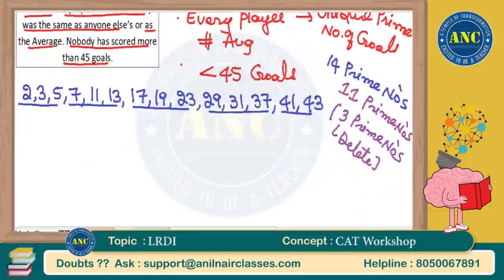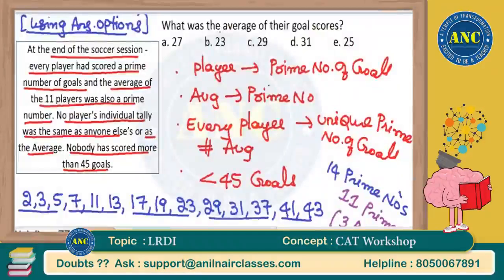3 prime numbers I need to delete it. I hope it is clear, right, sir? Now let us see the first question. What is the first question? What is the average of their goal scores?